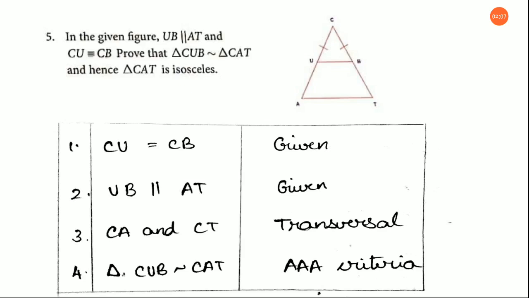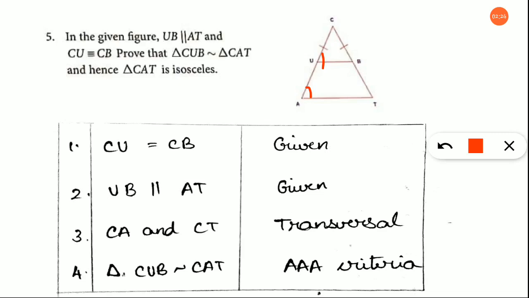First, CU is equal to CB, and that is given. Then UB is parallel to AT, it is also given. The only thing that you are spotting here is CA and CT are transversals. Since it is a transversal, we know these two angles will be the same.